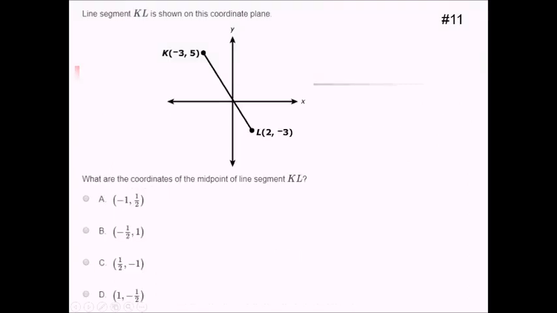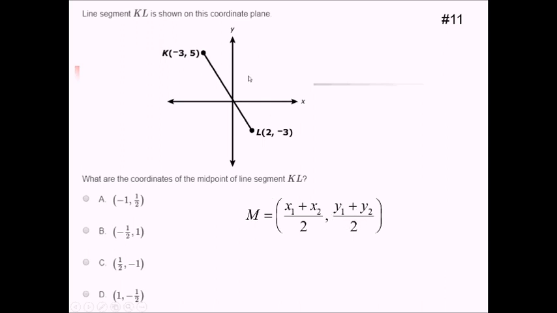For this problem, we want to know the coordinates of the midpoint of the line segment KL. So basically, you just need to use the midpoint formula here. So here is that midpoint formula. You basically have to average the x values together and also average the y values together.